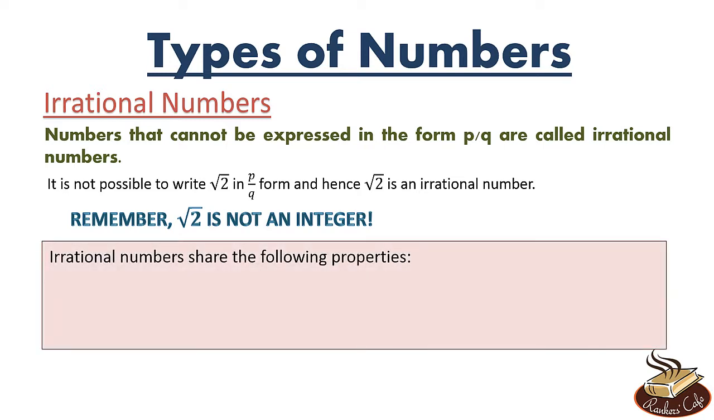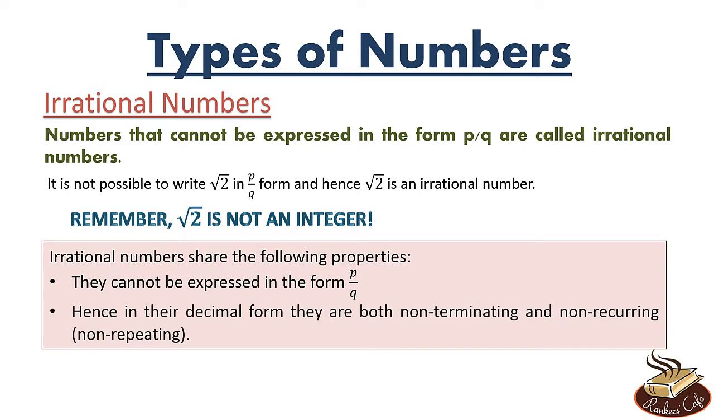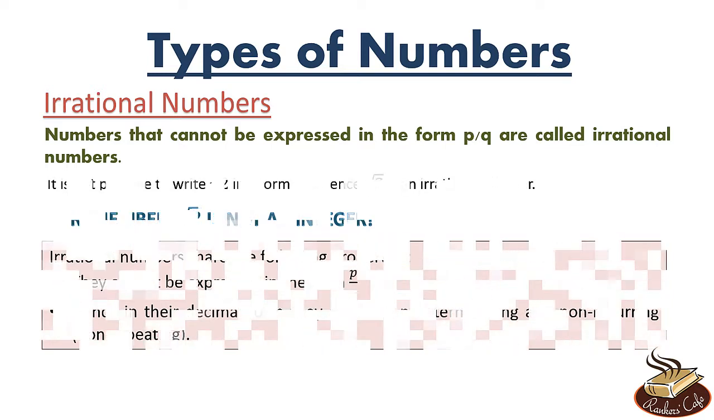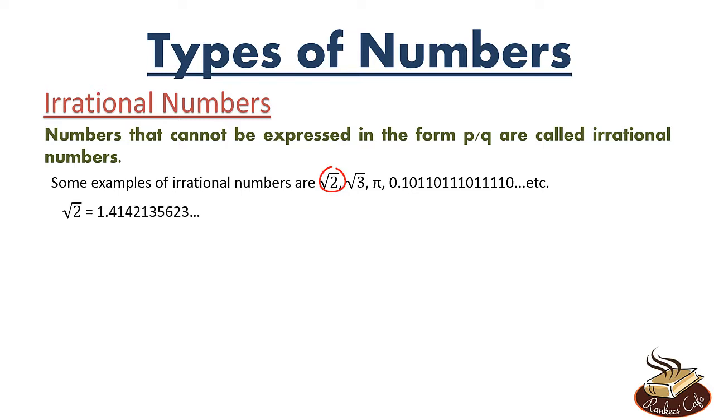Irrational numbers share the following properties. They cannot be expressed in the form of p/q. Hence, in their decimal form, they are both non-terminating and non-recurring, that is, non-repeating. Some examples of irrational numbers include root 2. Root 2 has a value of 1.414213563 and so on. It never terminates, it never repeats. Another example is root 3, which has a value of 1.7320508075 and so on. It neither terminates nor repeats.